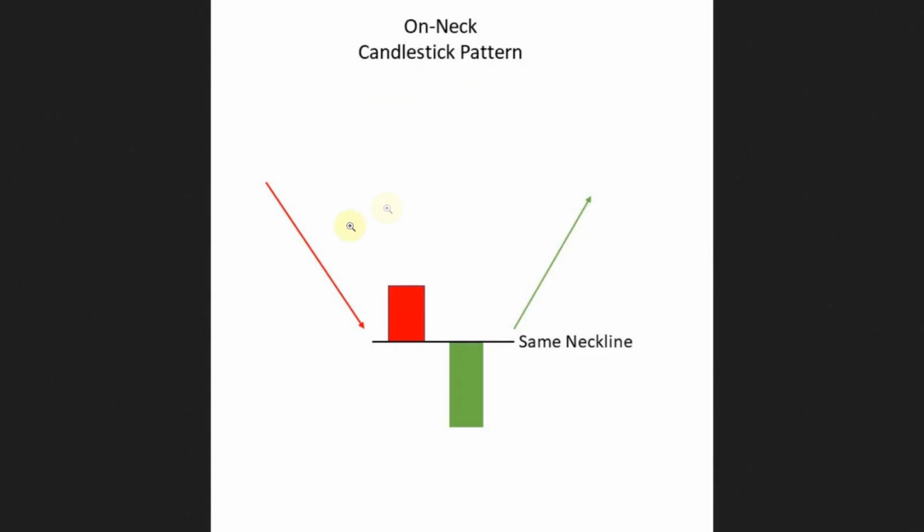The on-neck pattern occurs after a downtrend when a long real-bodied bearish candle is followed by a small real-bodied bullish candle which gaps down on the open, but then closes near the prior candle's close. The pattern is called on-neck because the two closing prices are the same or almost the same across the two candles, forming a horizontal neckline.